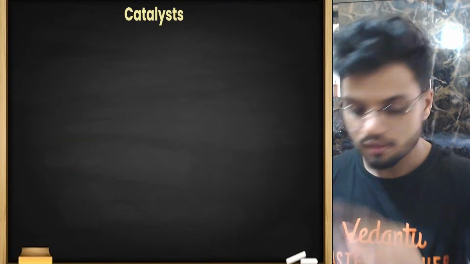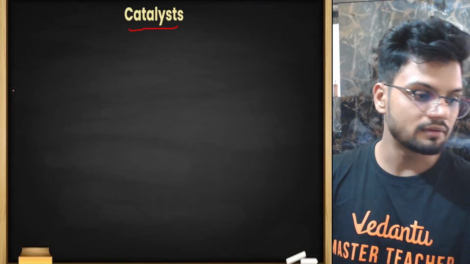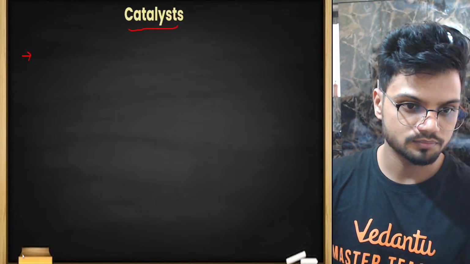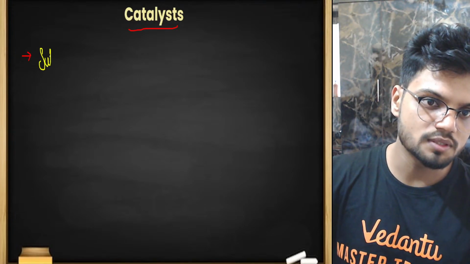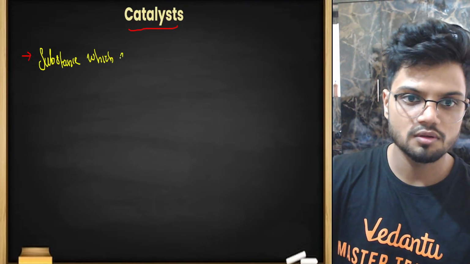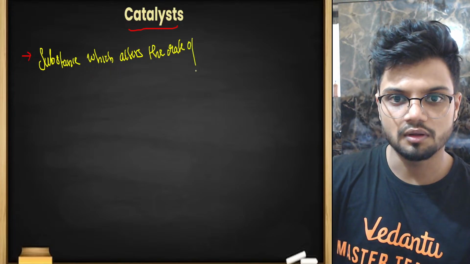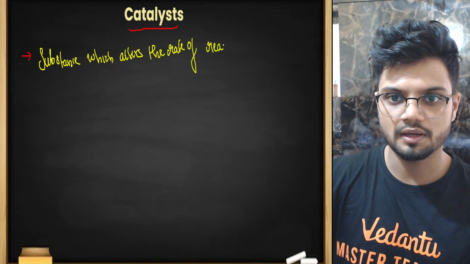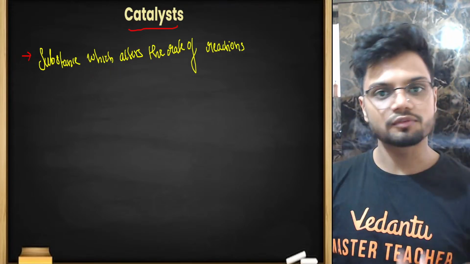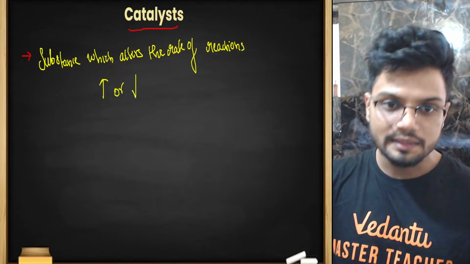For example, friends, what is a catalyst? Before you understand catalyst, I want everyone to understand the definition here. What is the definition of a catalyst? A substance which alters the rate of reaction. It can increase the rate of reaction or decrease the rate of reaction. It is not always that it increases the rate of reaction.